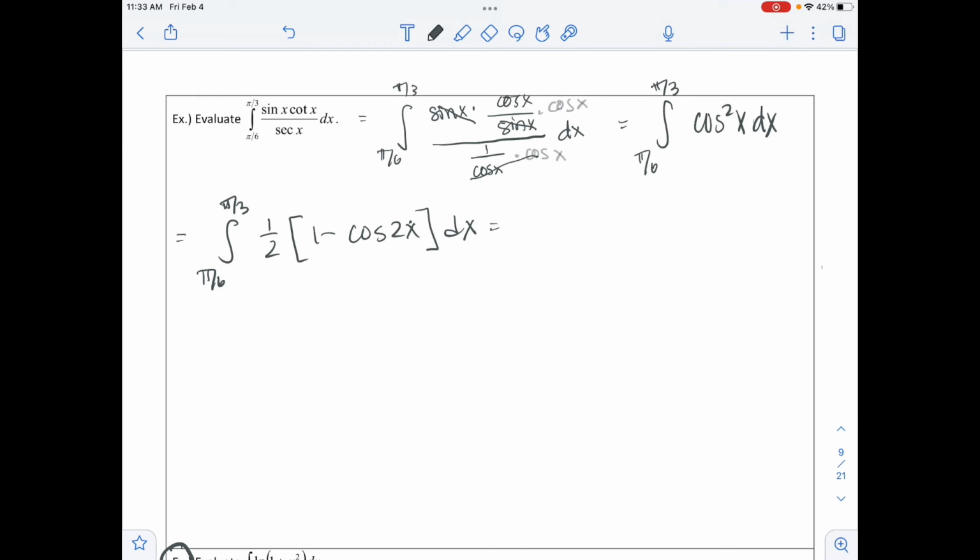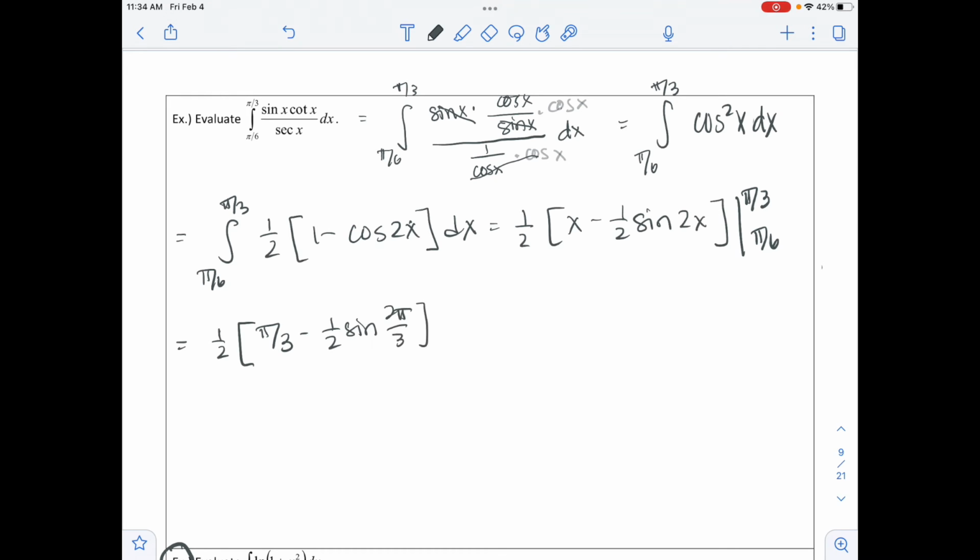So from here we can integrate this, and so I have a 1/2 out in front, and then I have x plus 1/2 sine of 2x, and we're evaluating this from pi over 6 to pi over 3. So I'm going to substitute in my upper limit, and so I have x is pi over 3 plus 1/2 times sine of 2 pi over 3, minus 1/2 times substituting my lower limit, which is pi over 6, plus 1/2 sine of 2 times pi over 6. This is just going to simplify to pi over 3.